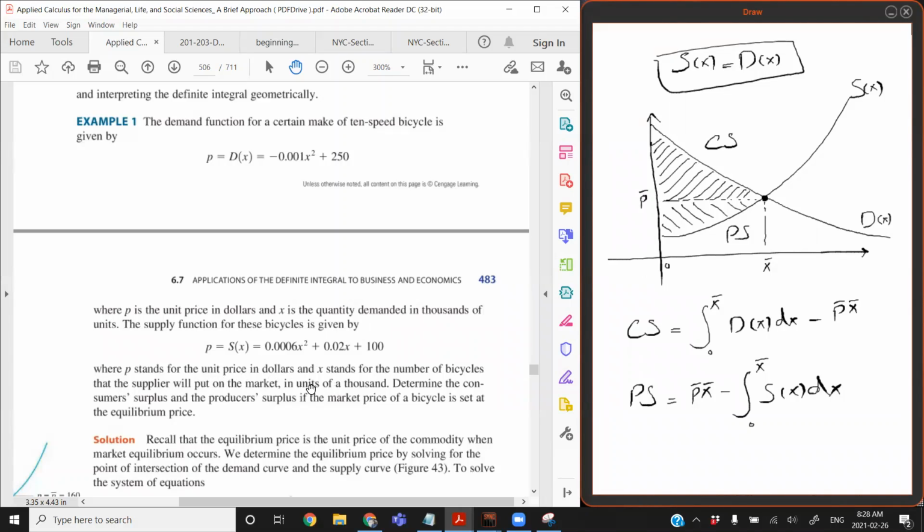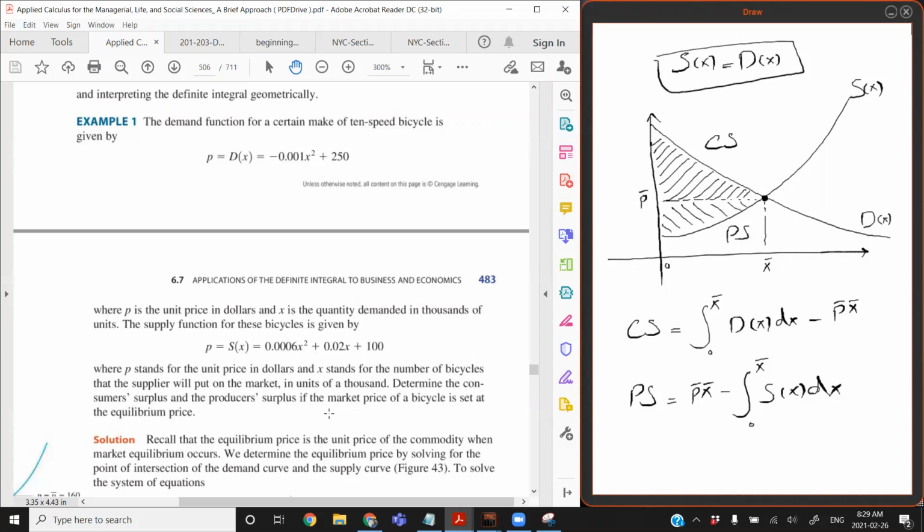Where P stands for the unit price in dollars, and X stands for the number of bicycles that the supplier will put on the market. The units are the same, again, unit of thousands. Determine the consumer's surplus and the producer's surplus if the market price of the bicycle is set at the equilibrium price.